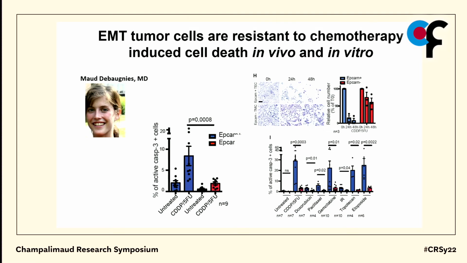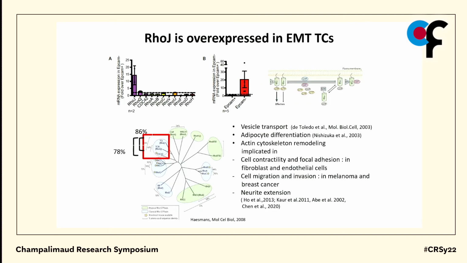But they were not only resistant to cisplatin 5-FU, they were actually resistant to a wide range of chemotherapy and replicative stress agents such as topotecan or etoposide, in addition to the cisplatin 5-FU. So, to try to understand why they were resistant to chemotherapy-induced cell death, we tried to look in our RNA-seq data for genes that could be involved in resistance to chemotherapy.